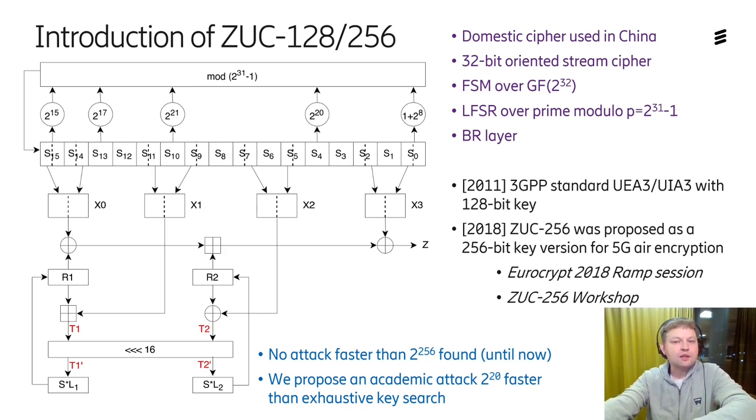It is a bit difficult to analyze ZUC because of mixed field arithmetic, so standard cryptanalysis methods are not so easy to apply. But in this work, we found the first, to the best of our knowledge, academic attack which is faster than exhaustive key search. It is a linear distinguishing attack of complexity 2 to the power 236, which indicates that the keystream generator of ZUC does not provide the full 256-bit entropy. I would like to stress that in 5G settings, that attack is not an immediate threat, so it is just a pure academic result.